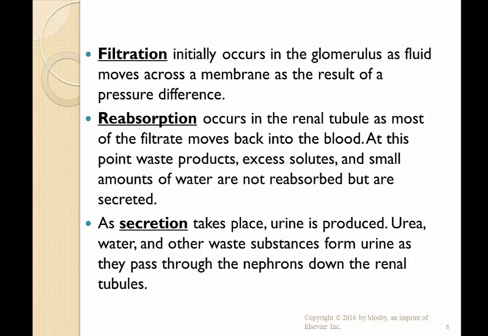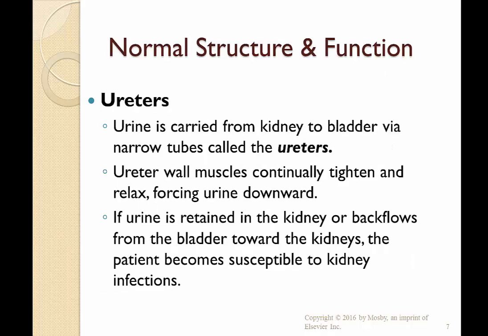We know that there is filtration that occurs initially in the glomerulus when fluid moves across the membrane, resulting from a pressure difference. There is also reabsorption that occurs in the renal tubules. Most filtrate moves back into the blood, and then what isn't reabsorbed is excreted in the urine. So we look at the normal structures and what their functions are.